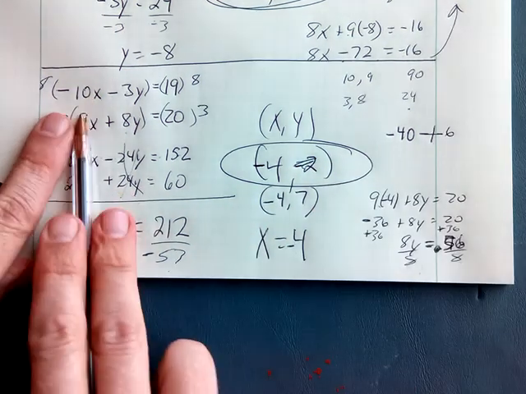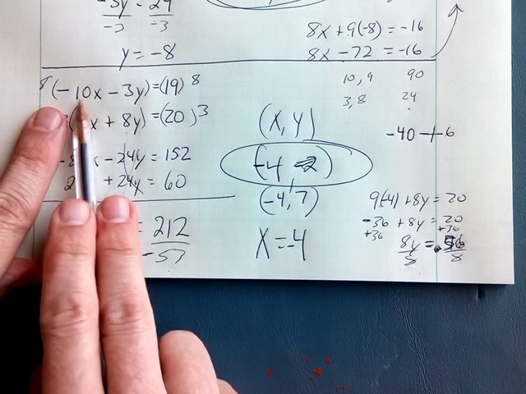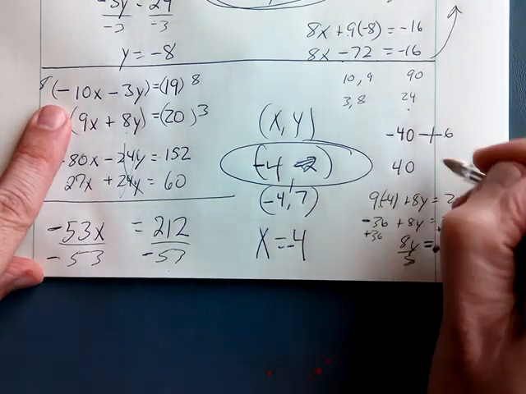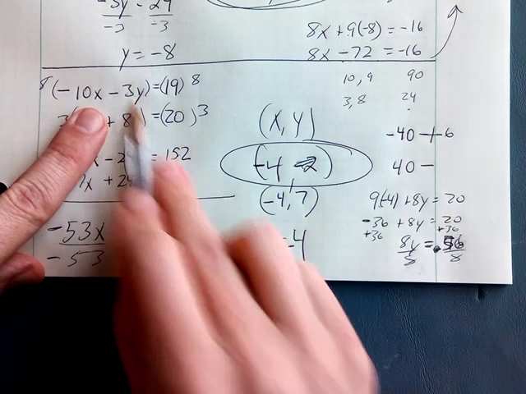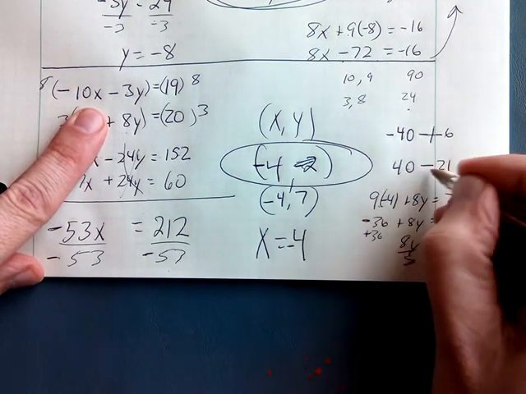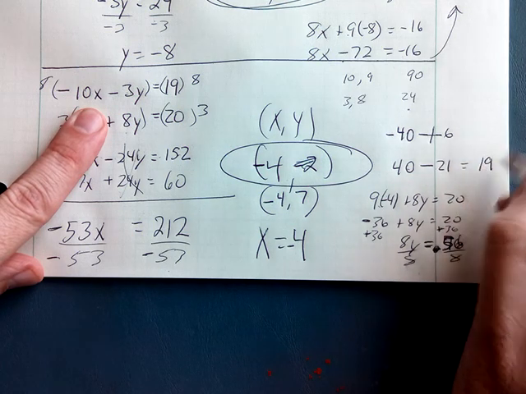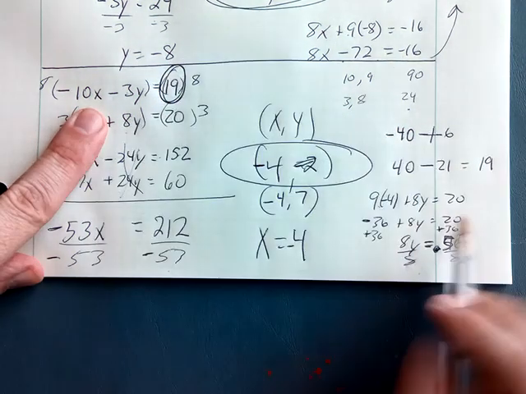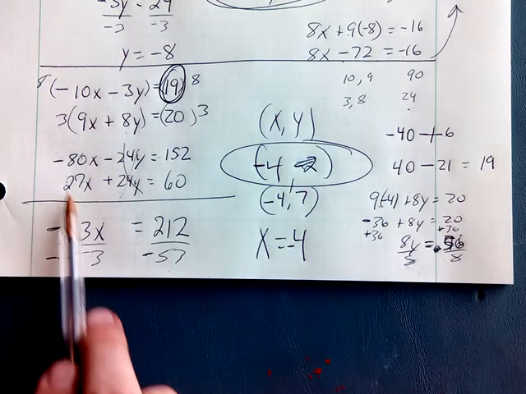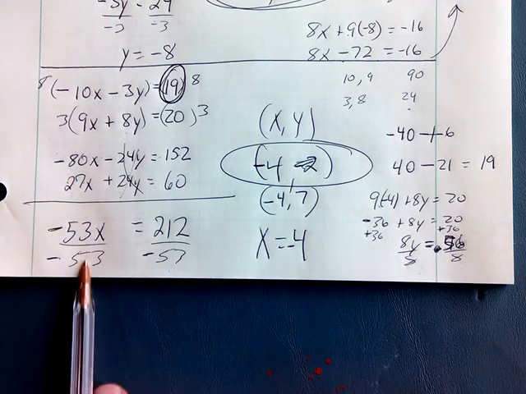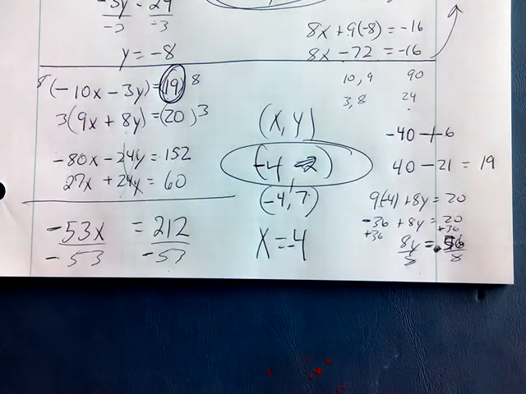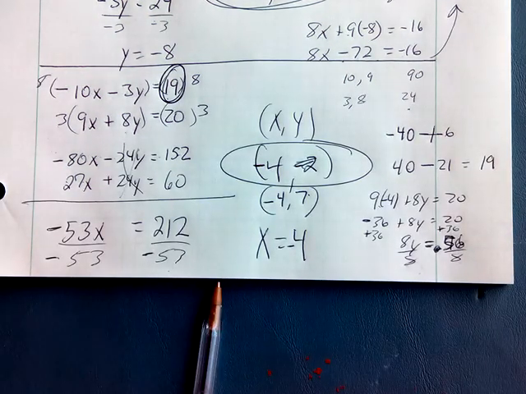Let's see if that works in the top one. Negative 10 times negative 4 will be a positive 40, minus 3 times 7 is 21, and 40 minus 21 is 19, which is what I was supposed to get. So I've checked my solution, and it helped me figure out that I dropped my minus sign right here. So don't give up. Check your solutions. If you have questions, please do bring them to class.